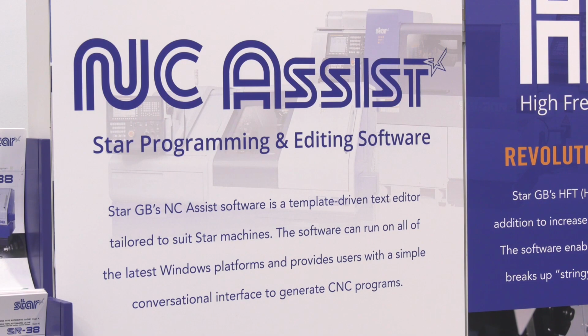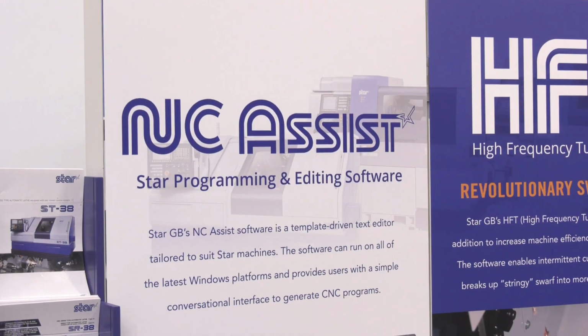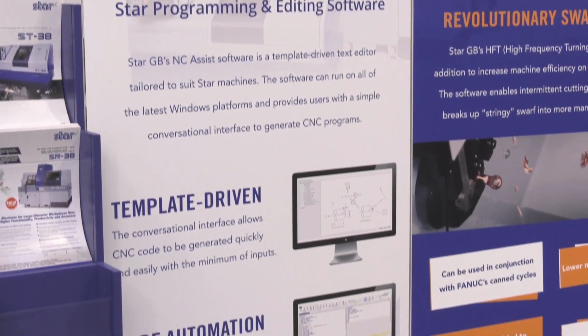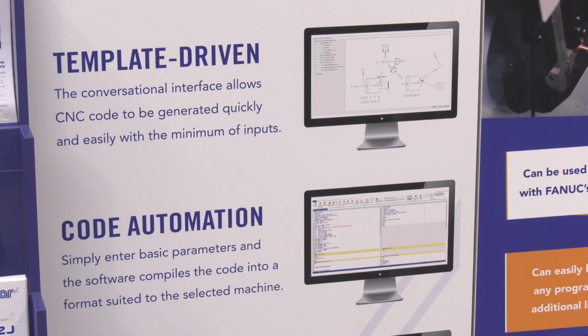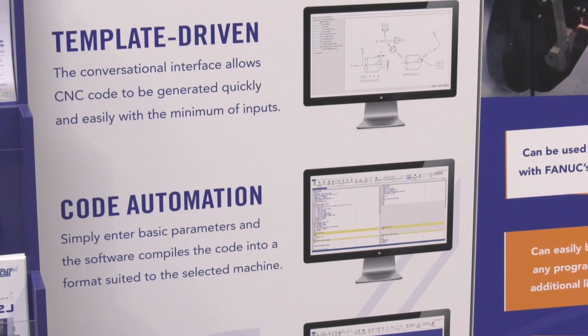NC Assist is a programming piece of software for running on PCs and laptops. We've been using this now for many years. It's an ongoing development. As new machines come on stream, we add them into NC Assist, and we're even winding the software back to cover some of the older models that we previously haven't covered.